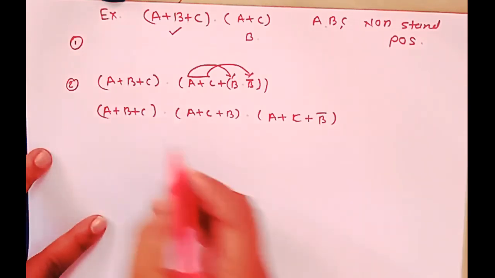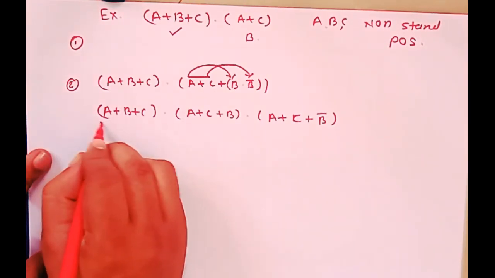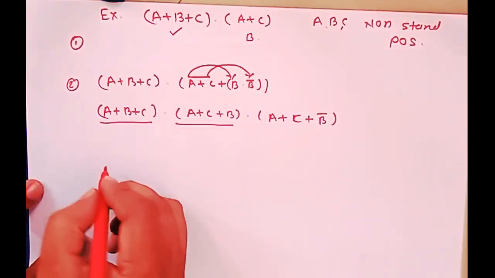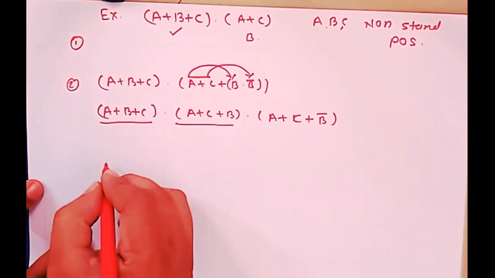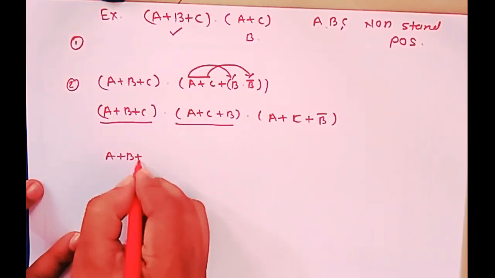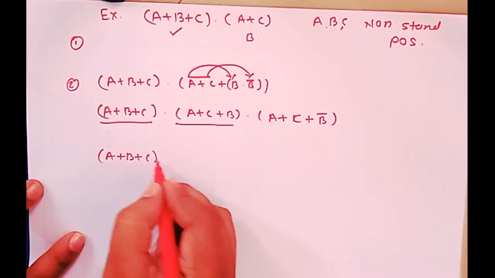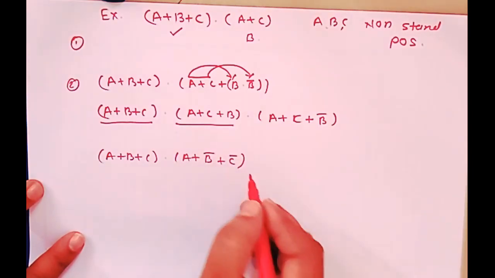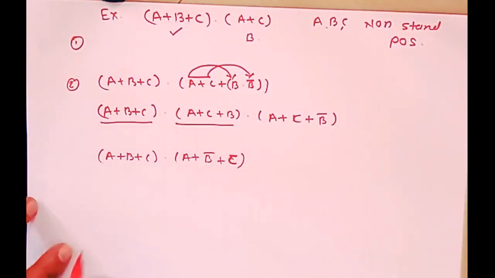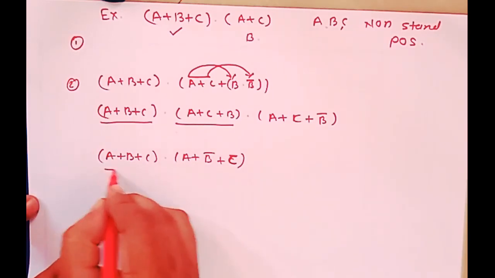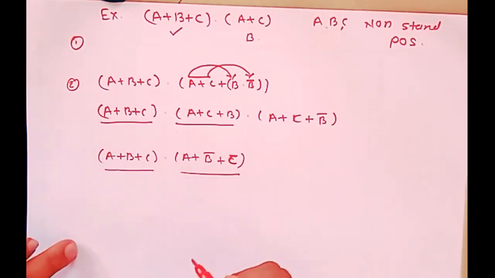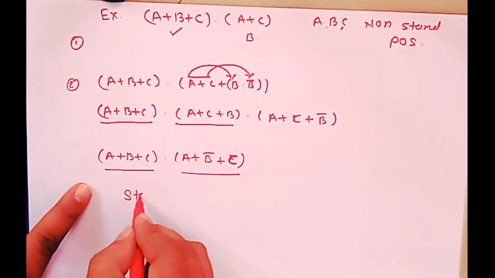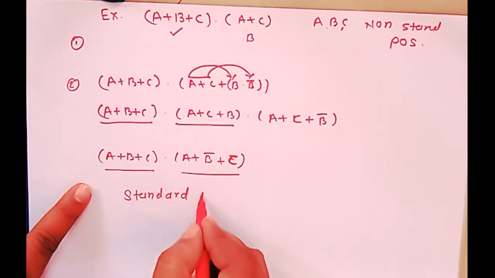Then the next step is to find the same terms. If you look at the first term and the second term, both are the same, so we will write them a single time. So we write it as (a plus b plus c) into (a plus b bar plus c). Sorry, this is c only. Now only two sum terms are there, and in both sum terms all 3 literals are present, so this is a standard POS equation.